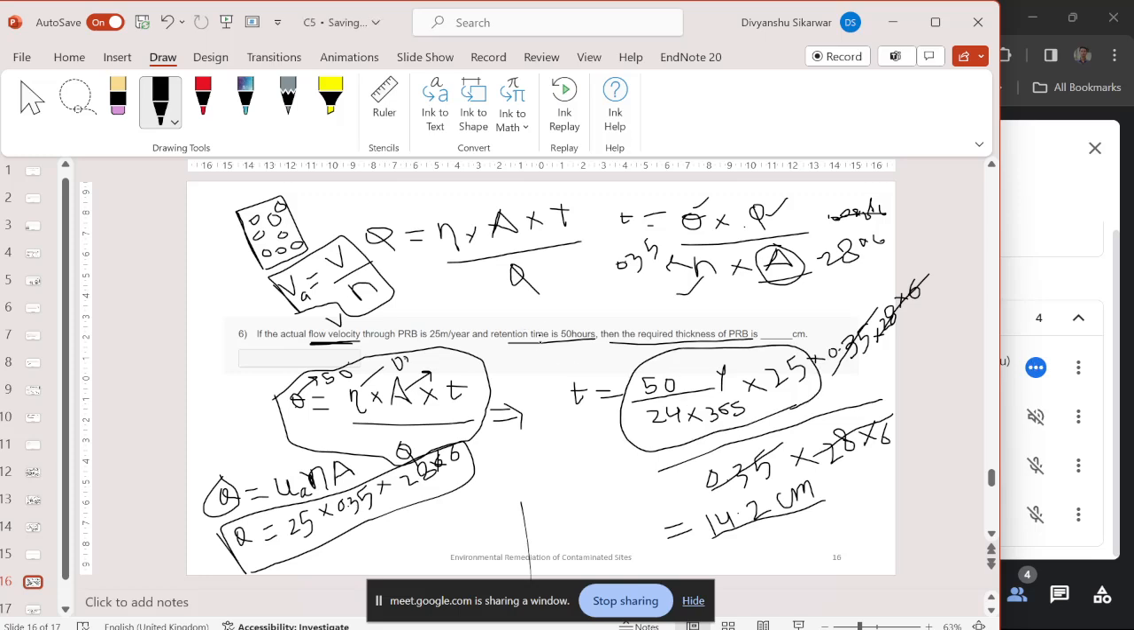So 50 hours is given as HRT, and 25 meters per year is given as velocity. We need to convert these values. One of the values is in hours, so we will convert it into years by dividing by 24 times 365. And if you calculate this, you will get the thickness of the system.